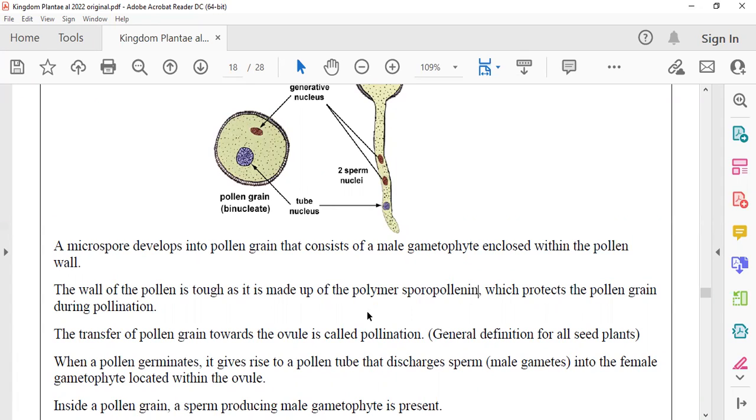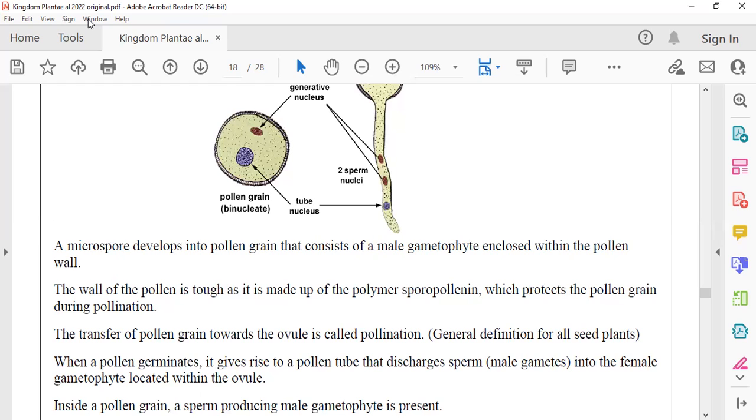Pollen grains dispersed by wind, mature pollen grains dispersed by wind and deposited on the micropyle of a mature ovule. Now, dispersed by wind is not a matter. The main thing is it is reaching the, what is it? Micropyle of the ovule. And that is the definition for whom?